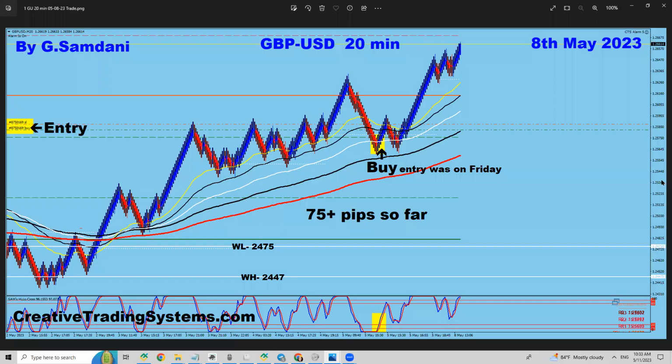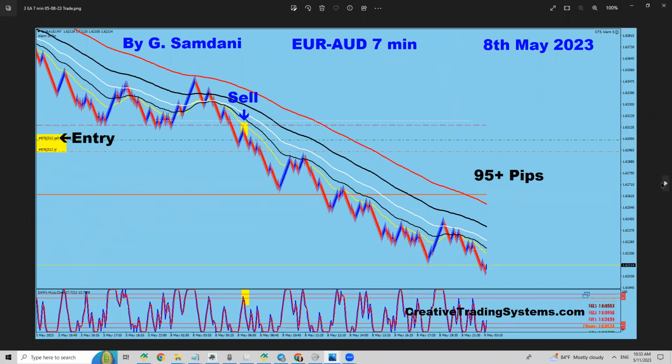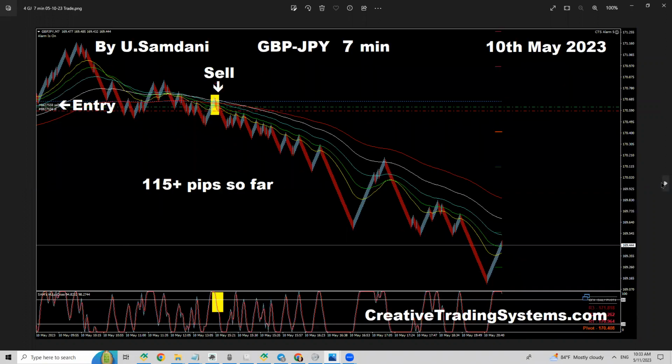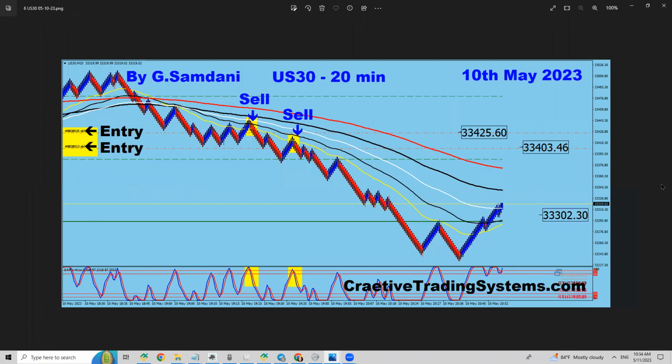So this is pound USD. I have this Aussie USD, same thing exactly. 75 pip. This is from the 7-minute chart, 95 pip. Then this is the entry, pound yen, yesterday, 115 pips from the 7-minute chart. This is the entry, pound yen. And I have another entry right now going on pound yen, short. And then this is US 30. I made the video yesterday about these two entries coming in.